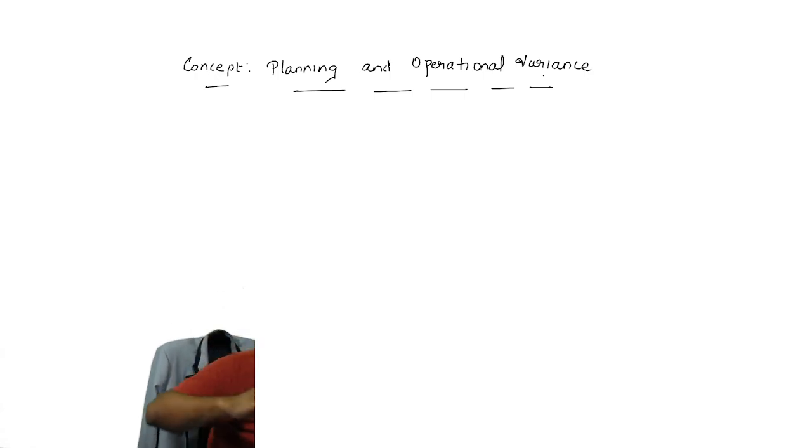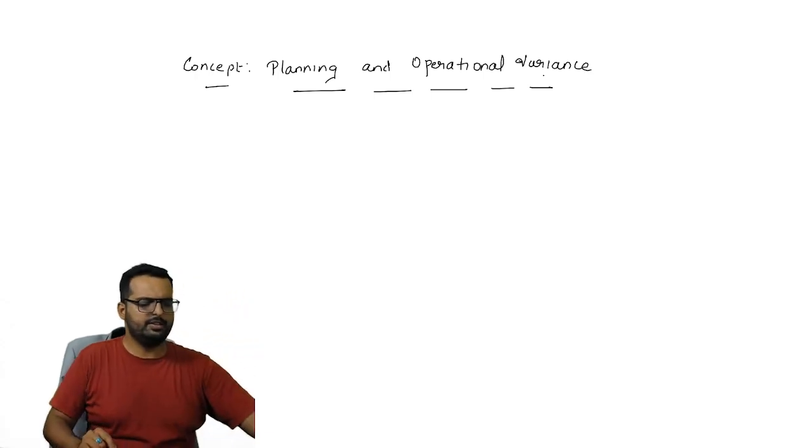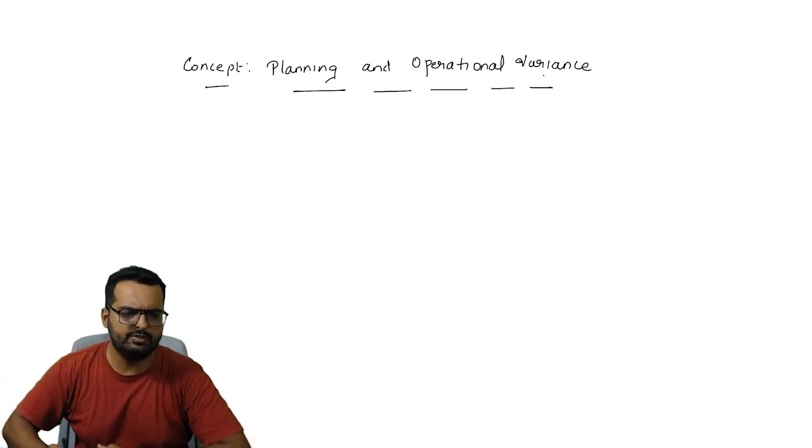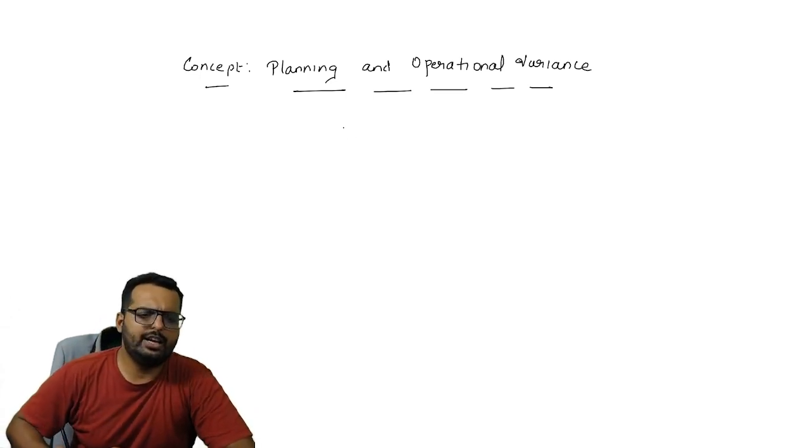So let me complete planning and operational variance now. This is a very important topic for the standard costing of the CA final level, friends. Okay, I'll give you an example.